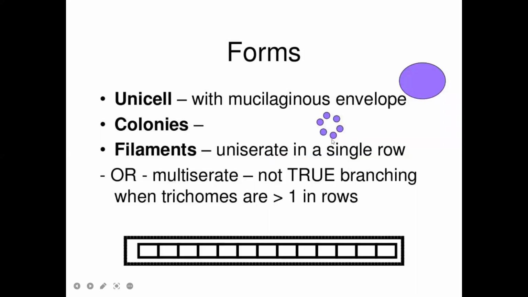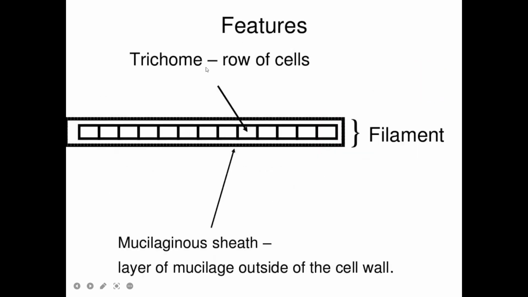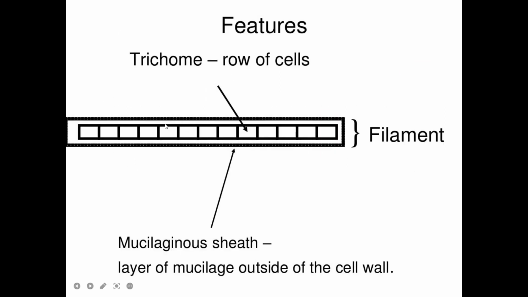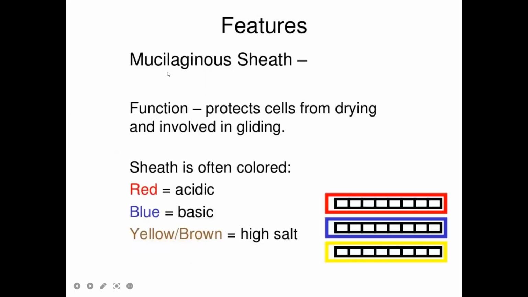So we have seen they can be singular in nature, or they can form colonies, or they can be present in filaments. Filaments means a stretch of cells arranged in a single row, uniseriate or multiseriate. And the filaments are called trichomes, which have a row of cells. These rows of cells are covered by a mucilaginous sheath around the cell wall. The function of the mucilaginous sheath is that it protects the cell from drying and is involved in gliding.